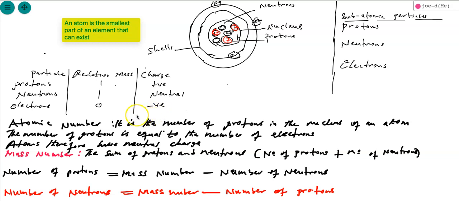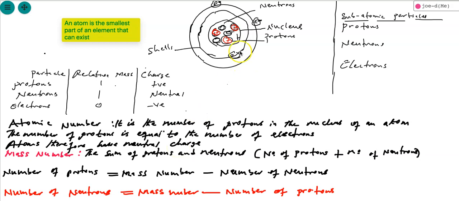Now, there are some keywords that we have to know about atoms. One is the atomic number. The atomic number is the number of protons in the nucleus of an atom. Now, the number of protons is equal to the number of electrons. It's very important you remember this. What that means is, let's go back to our model. Here we have our nucleus. We are saying that the number of protons is equal to the number of electrons. The atoms therefore have neutral charge.